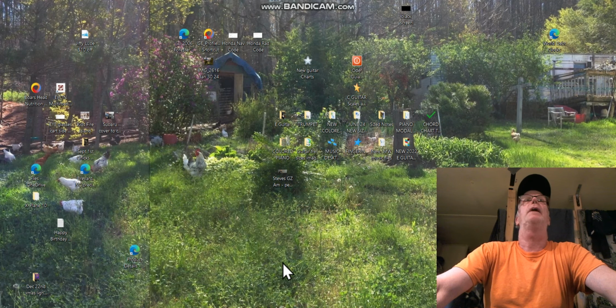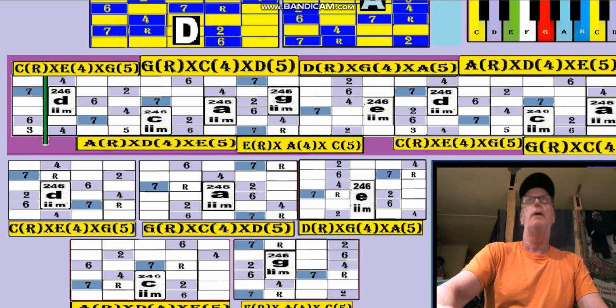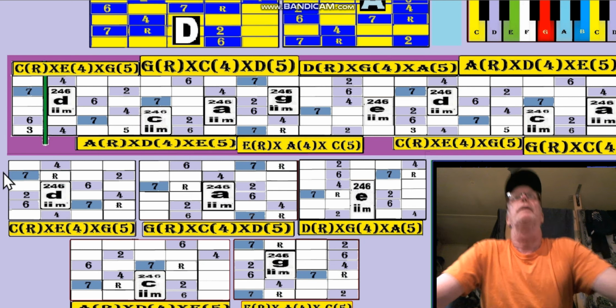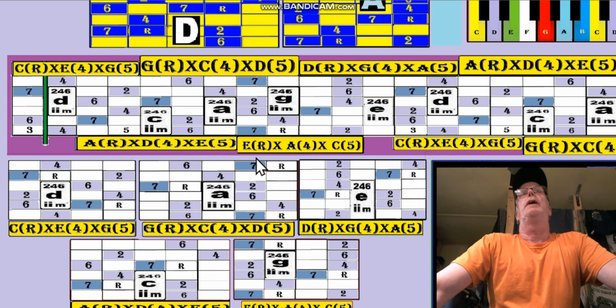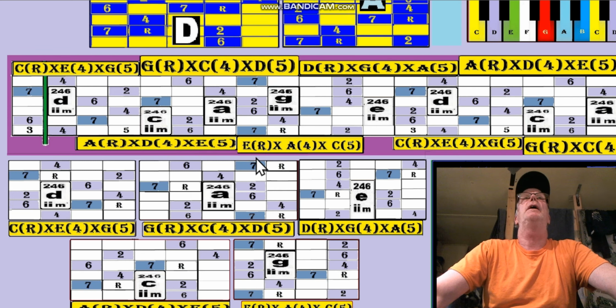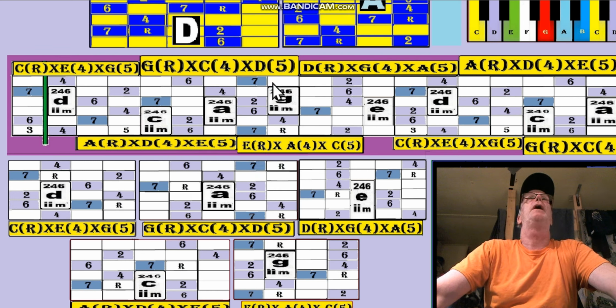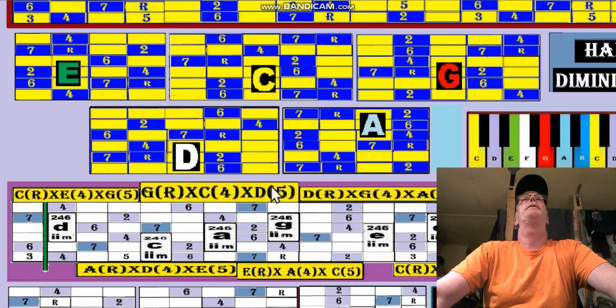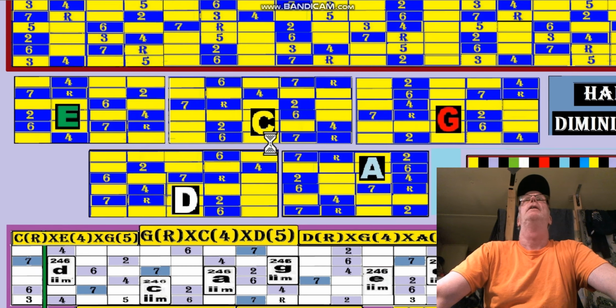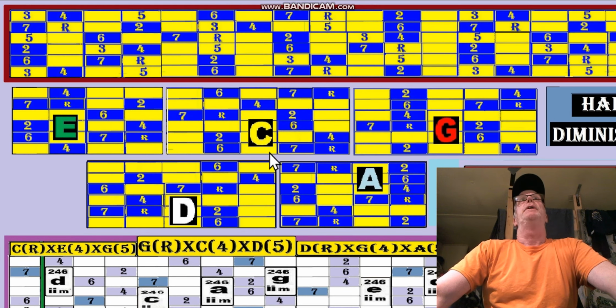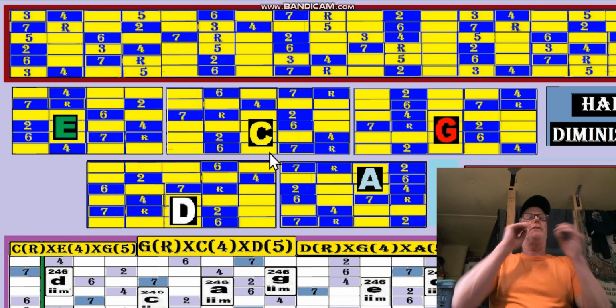Okay, so now we all right, we're back. That was my desktop. All right, so that's what's going on with the pentatonic, half diminished, and with different positions.